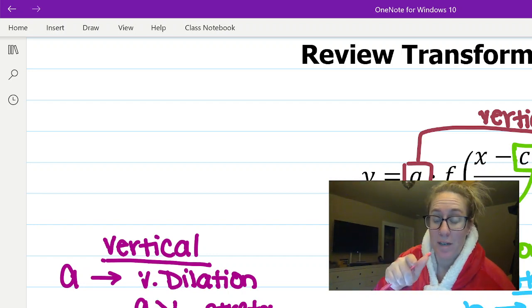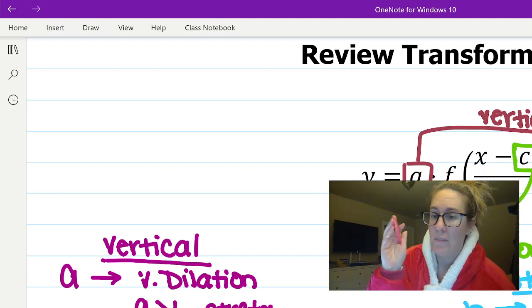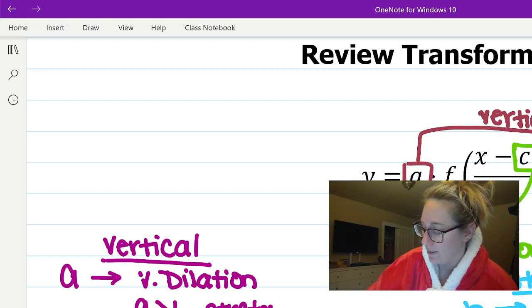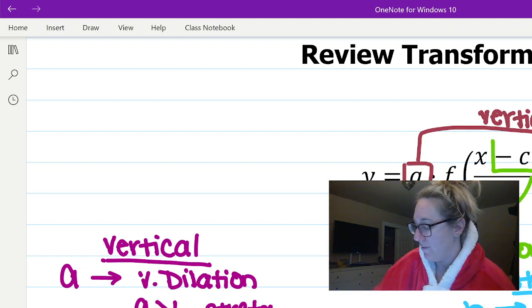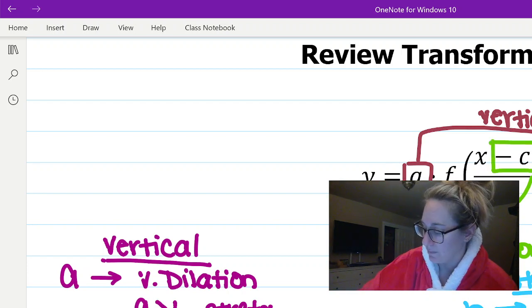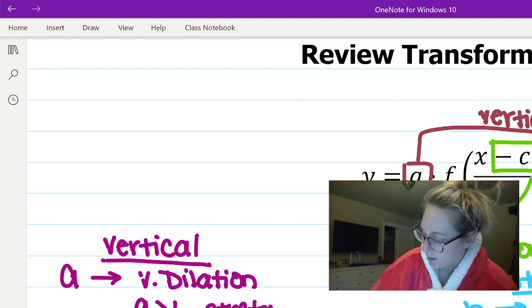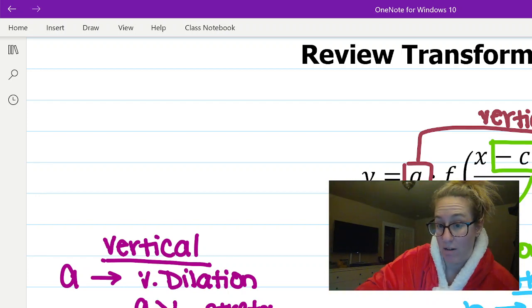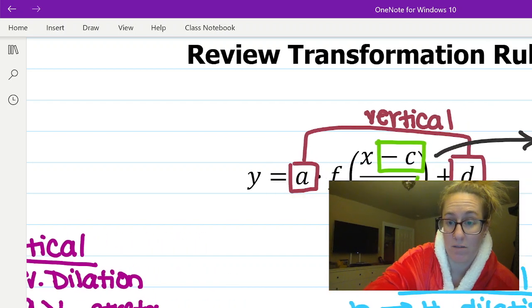All right, last but not least is the c. What I like to do when I'm looking at the c is, instead of just looking at c itself, let's take it where we're looking at the whole thing right here. So if you have minus c, here we go, writing it down at the bottom. All right, so c is your translation, left, right.